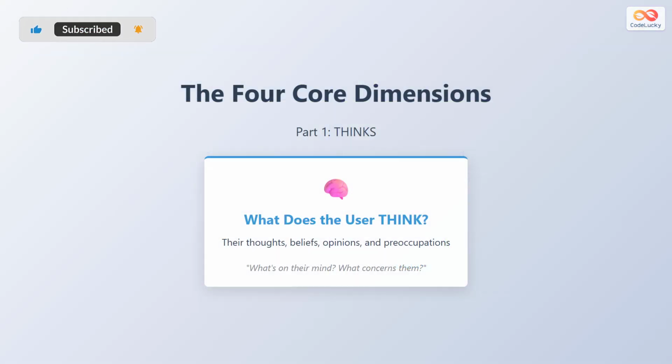Empathy maps are built on 4 core dimensions. The first is what the user thinks. This captures their thoughts, beliefs, opinions, and what's on their mind. Ask yourself, what concerns them? What worries are they thinking about? What goals are they pursuing? Understanding their thought patterns reveals what drives their decision-making.